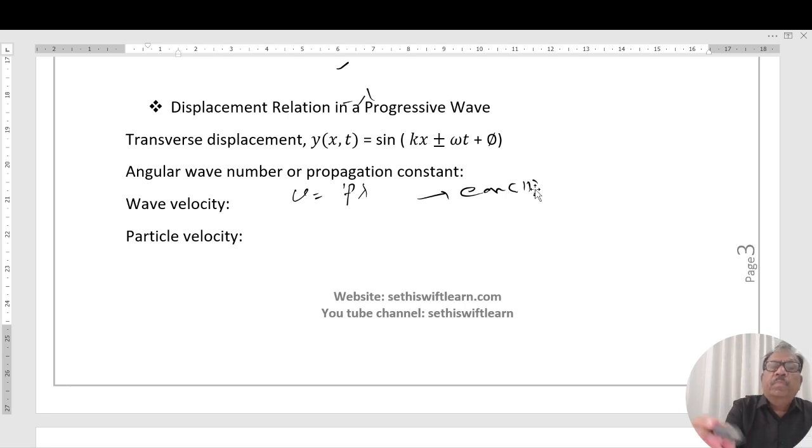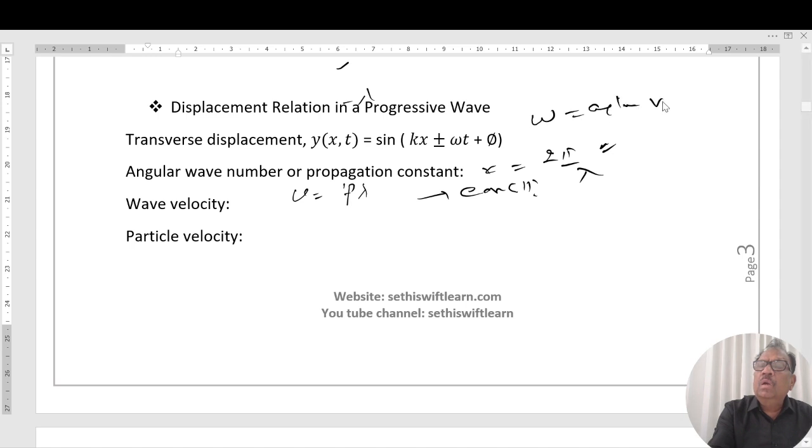And what is k? k is 2 pi by lambda. This is known as the angular wave number or propagation constant. Omega is the angular velocity, which is equal to 2 pi f. Right? Say this is equation 1.